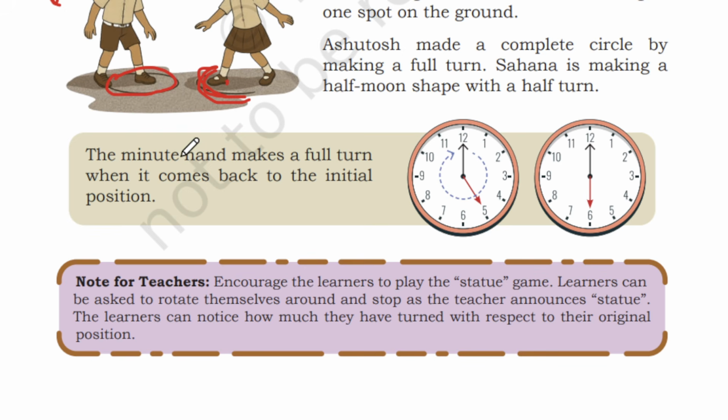The minute hand makes a full turn when it comes back to its initial position. Correct. For example, in this clock, if it is at 12, the minute hand is at 1. So when it turns the full round, it comes back to the original position. Again it will start from its original position and this is going to repeat again and again.